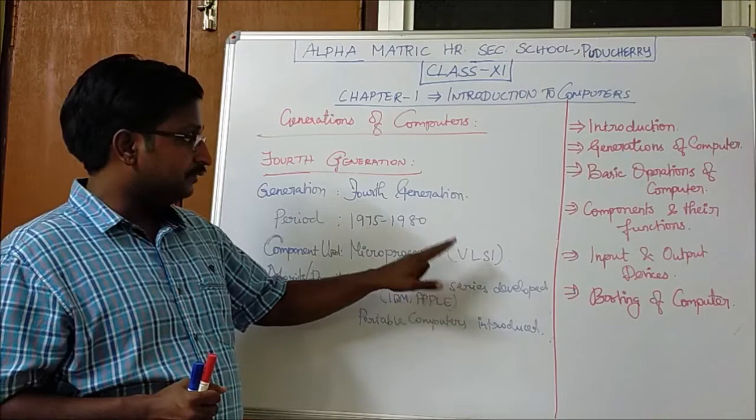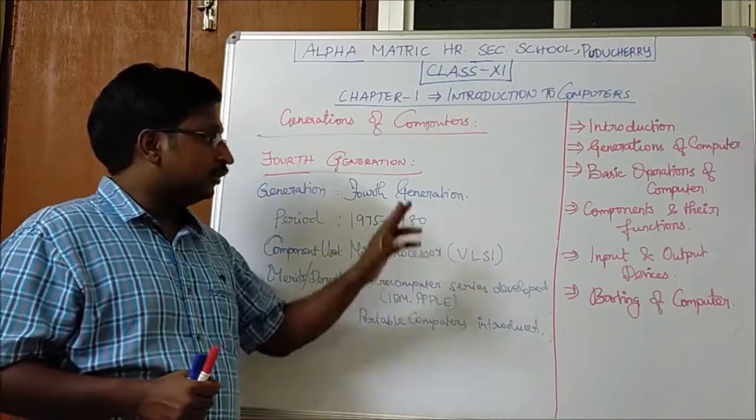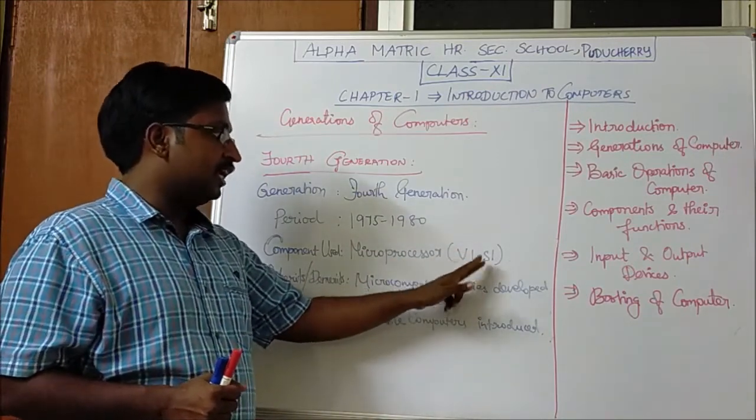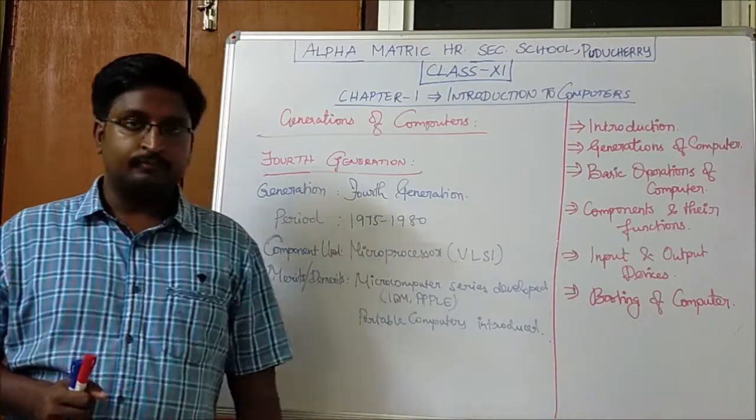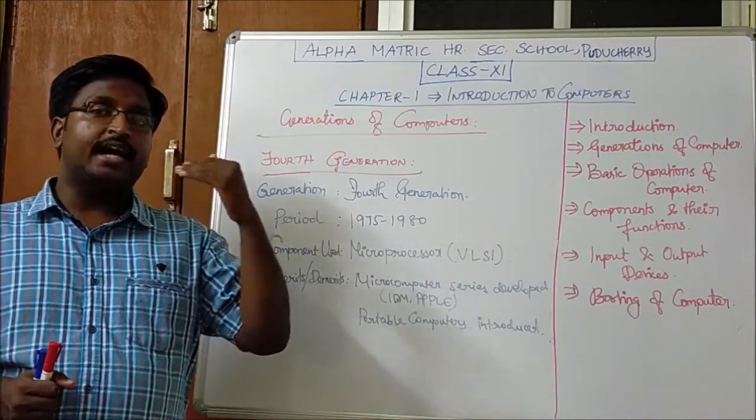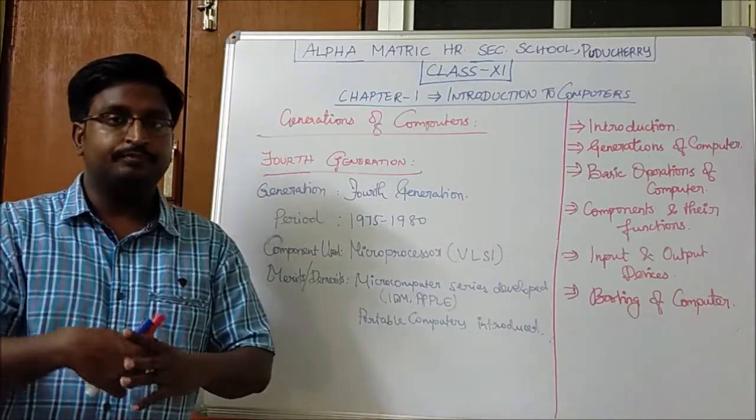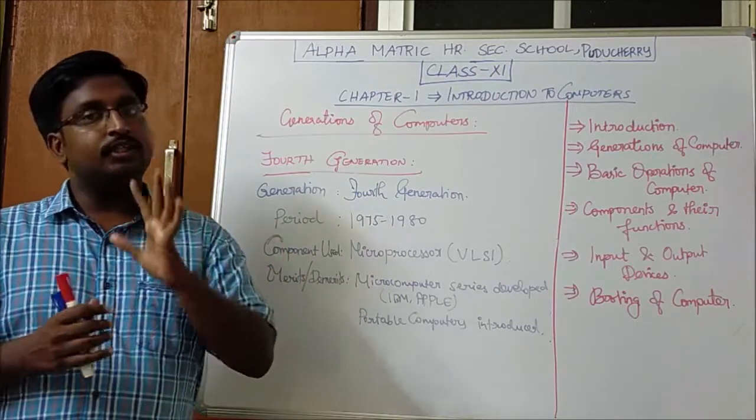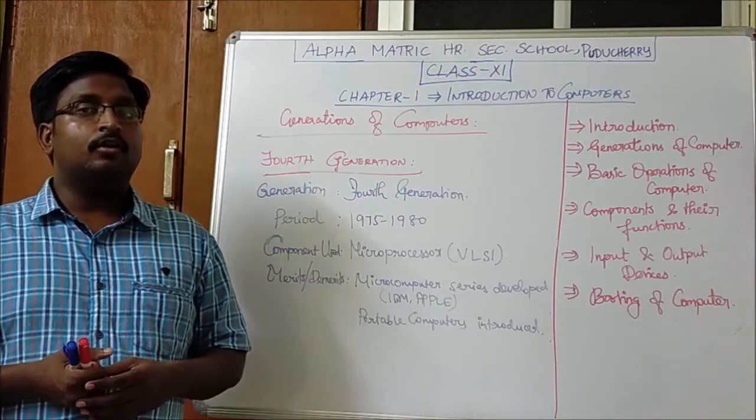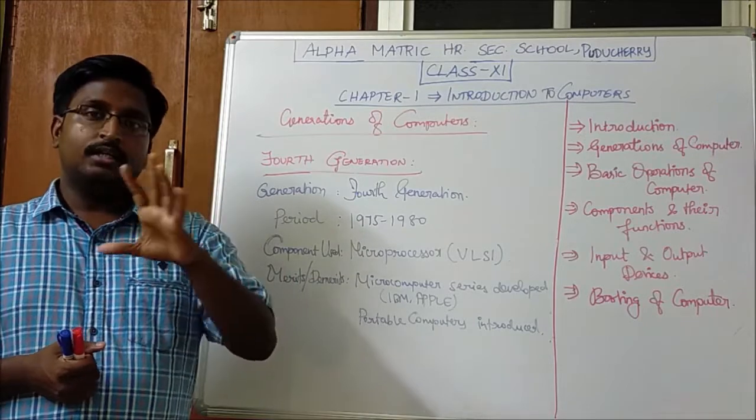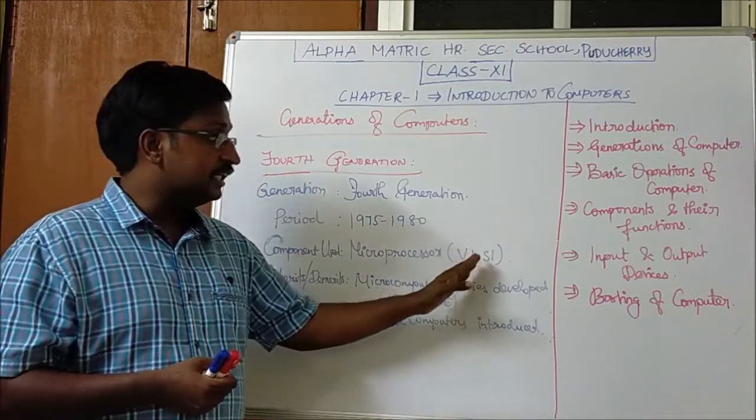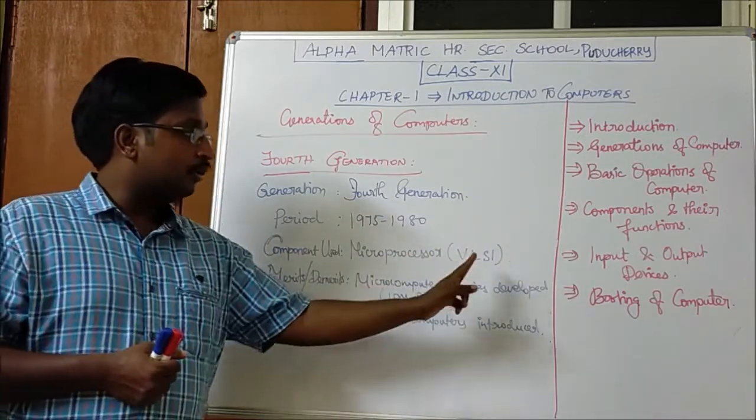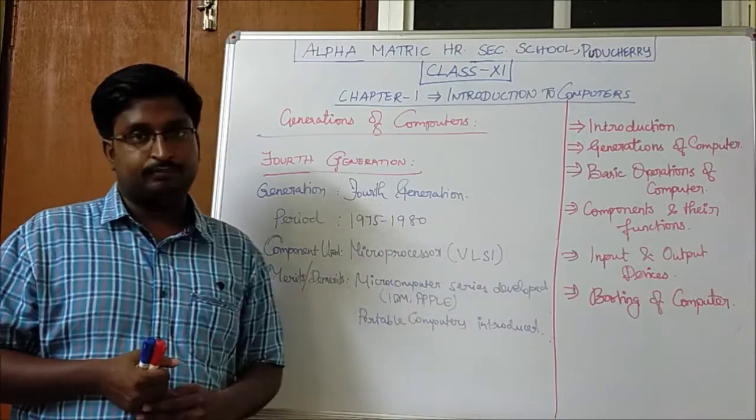In brackets I have written VLSI, that is very large scale integrated circuit. We have seen the IC in the third generation. So it is an extension of the IC, we can call it an upgraded version of the IC. That very large scale integrated circuit, we call by a single name, the microprocessor.